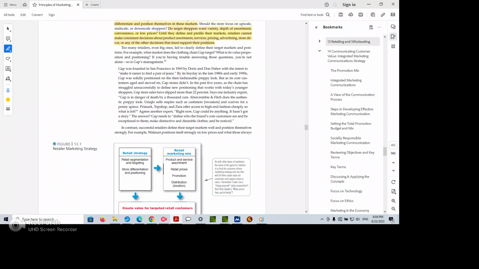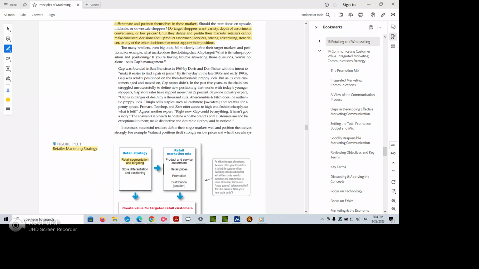Let's get through some of this. Now, to apply this idea, I want you to look at figure 13.1, which is the retailer marketing strategy. What I did previously was just sum up things to get you to understand what I'm talking about. Now, from a retailer strategy, we need to consider two things. First of all, retail segment and targeting, which I just told you about.